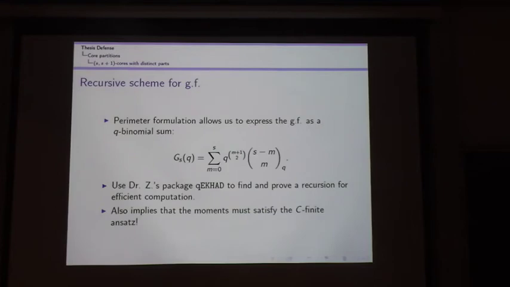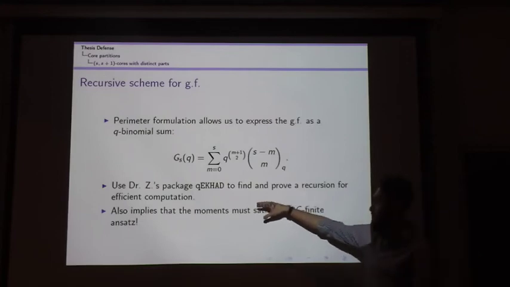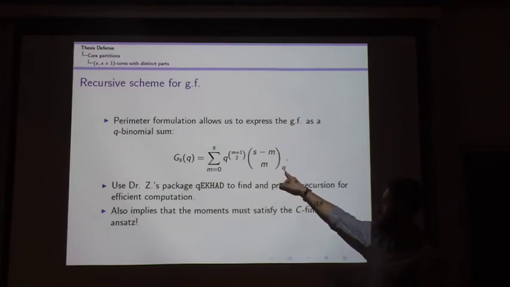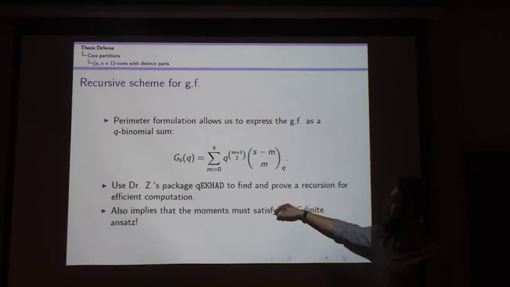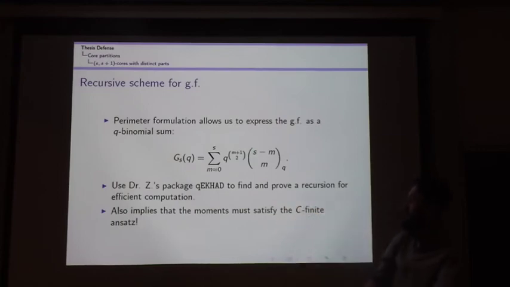And then after that, we use Dr. Z's package, where you can just give it a Q binomial sum, and it will automatically figure out a recursion and prove that the recursion is true. So at this point, we have a fast recursive way to compute the generating function. And again, it's fast because we can do it dynamically, where we keep on building up.